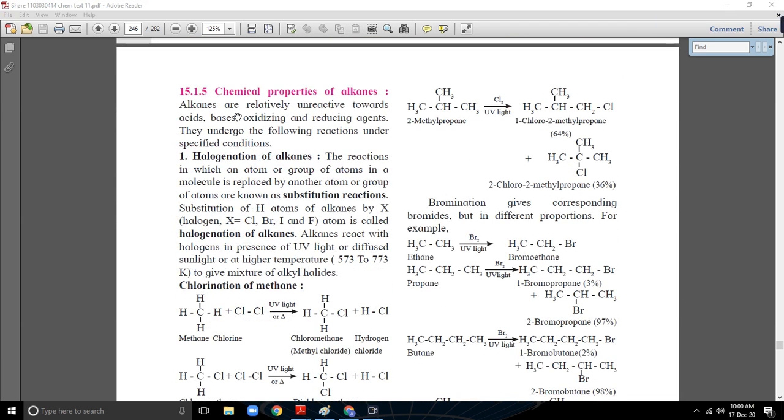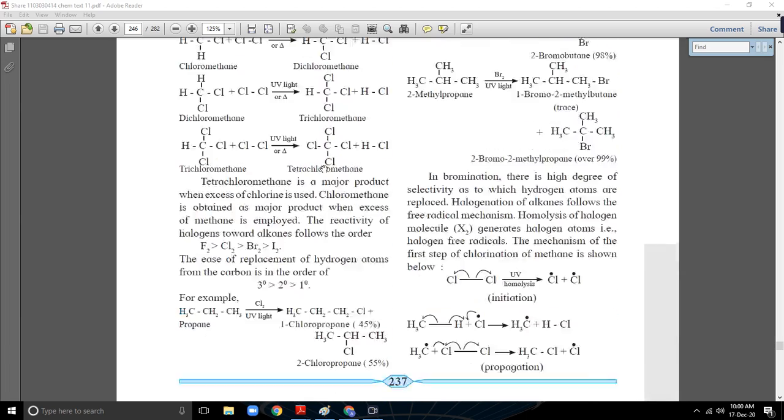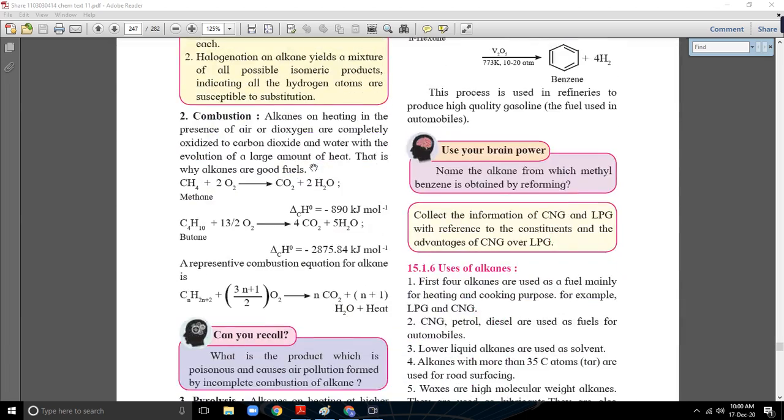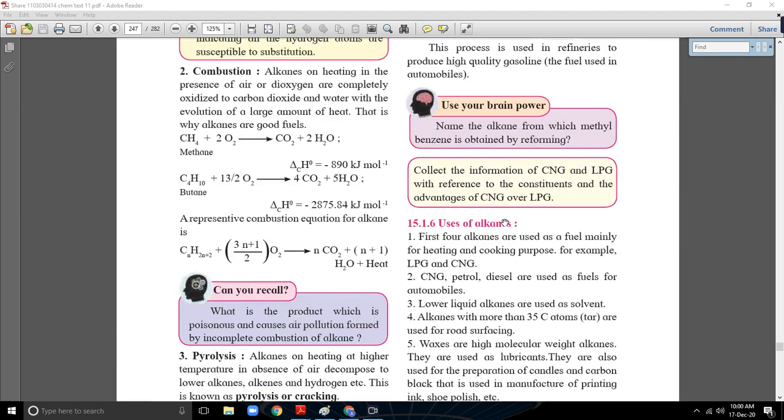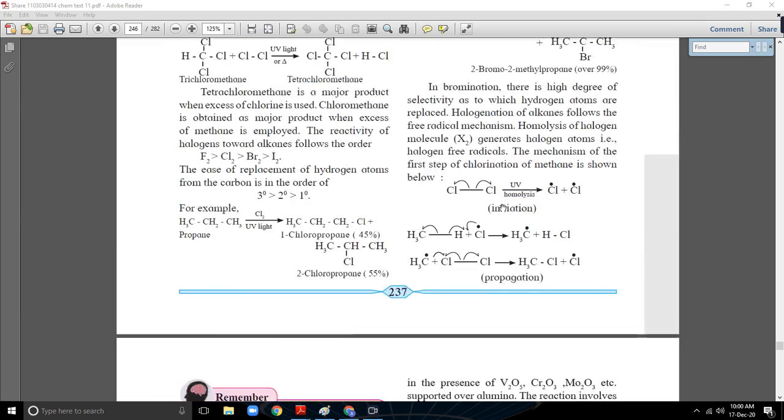Now chemical properties of alkane. Alkanes are relatively unreactive towards acids, bases, oxidizing and reducing agents. So they undergo the following reactions under specified conditions. First is halogenation reaction. Halogenation reaction is in your syllabus, but combustion reaction, pyrolysis and reforming are not in your syllabus for this year, okay.